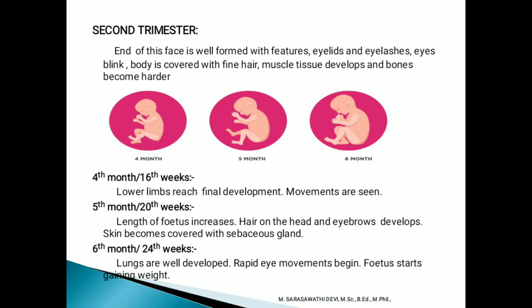Fifth month or 20th week, the length of the fetus increases, hair on the head and eyebrows develop, and the skin becomes covered with sebaceous glands. Then 6th month or 24th week, lungs are well developed, rapid eye movement begins, and the fetus starts gaining weight.